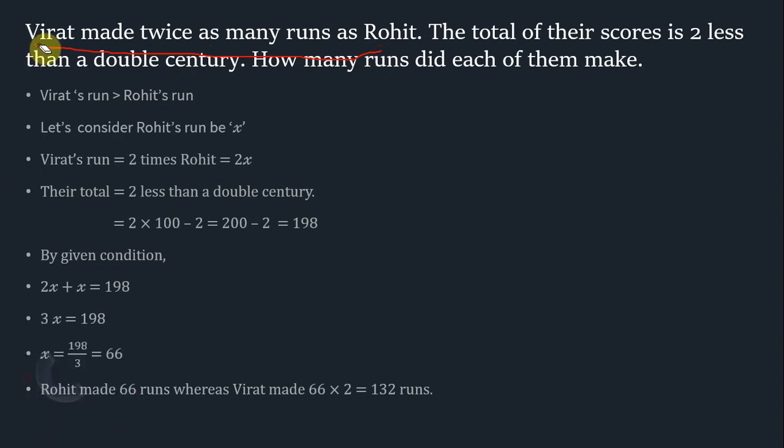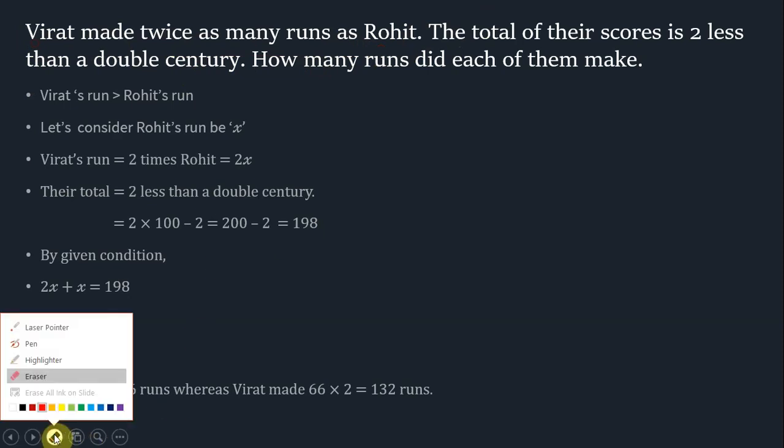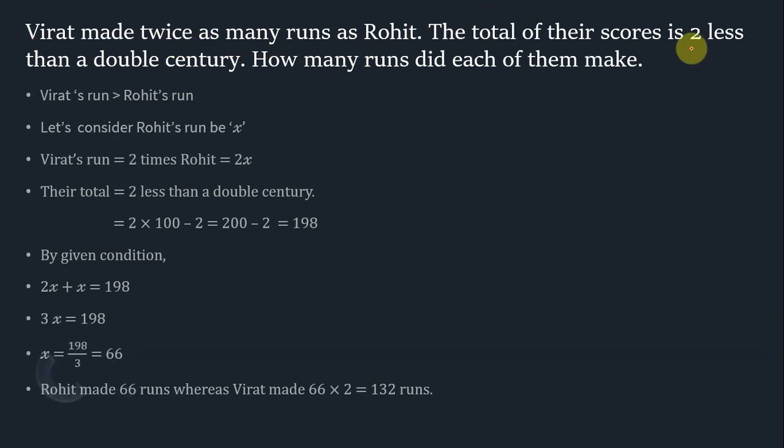Okay, correct. Virat made more runs, because Virat made twice, meaning double, the runs of Rohit. The total of their score is 2 less than a double century. So how many runs did each of them make? Virat's runs are more than Rohit's runs. Suppose Rohit's runs are x. So what are Virat's runs? Double means 2x. Twice means double.